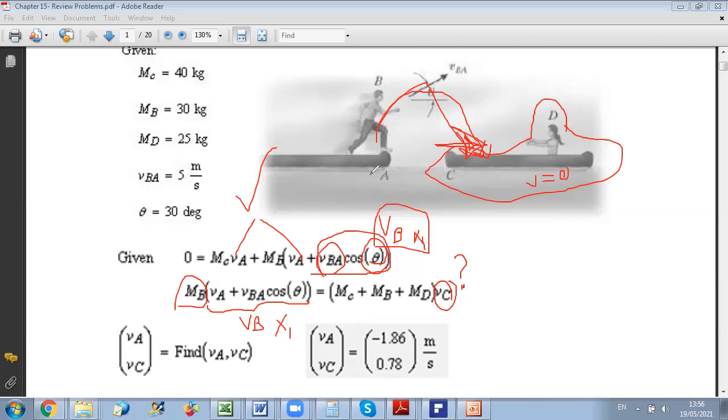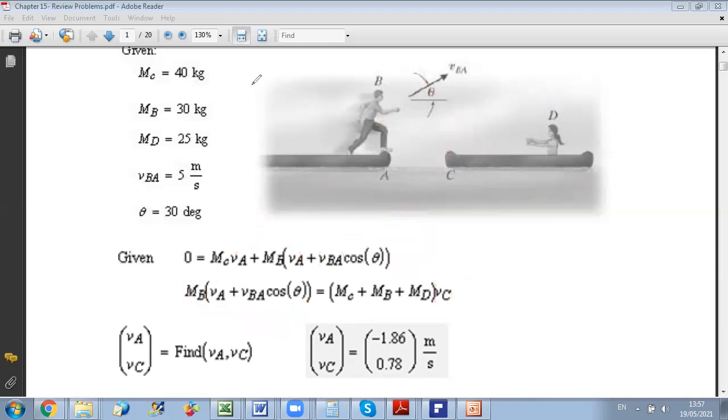In this way, I calculated the velocity of both A and the velocity of both C after the jump. Okay? Any question on this? Another problem.